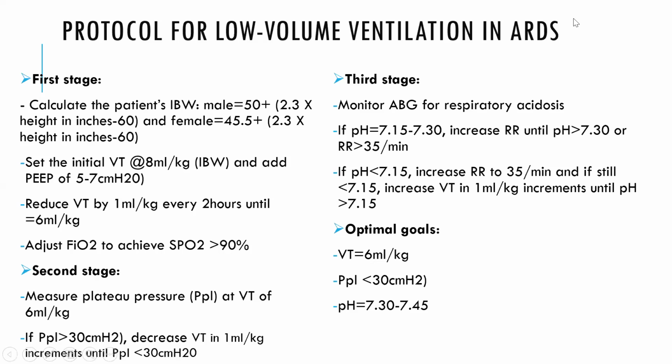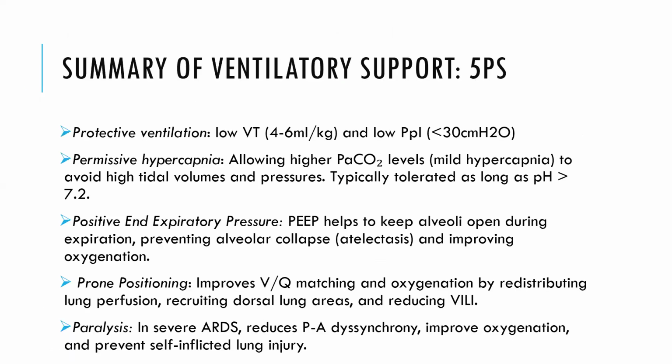All right, so the goal is you want to have a tidal volume of 6 ml per kg, your plateau pressure less than 30 centimeters of water, and your pH between 7.3 to 7.45. So this is the protocol for low volume ventilation in ARDS.